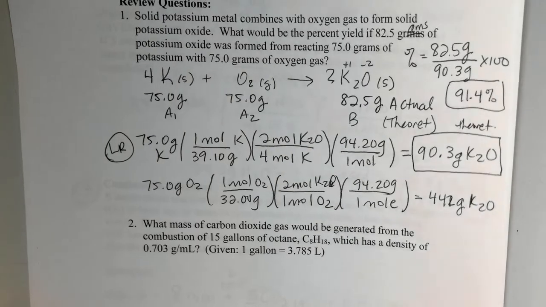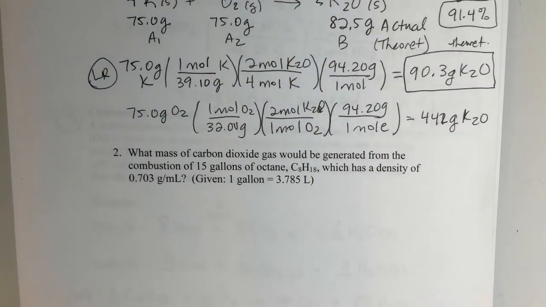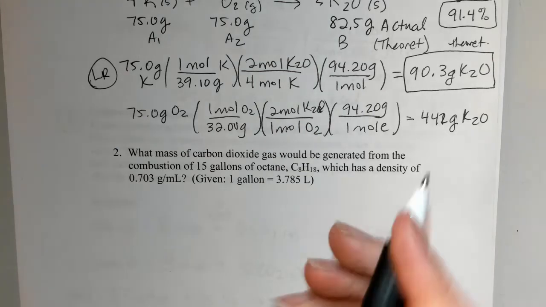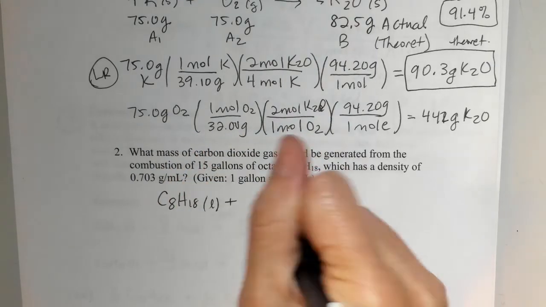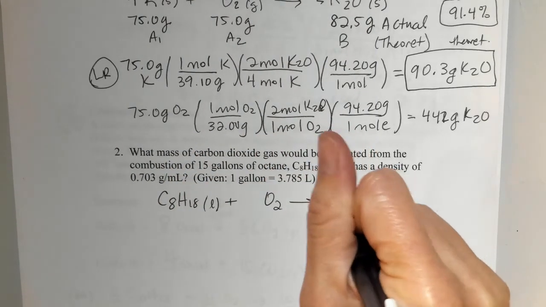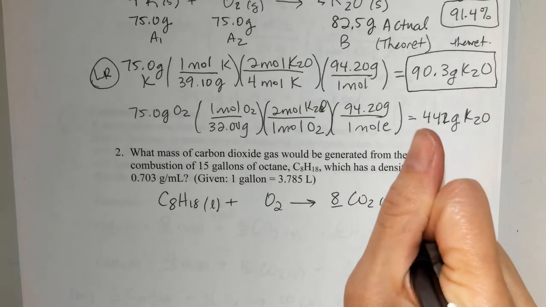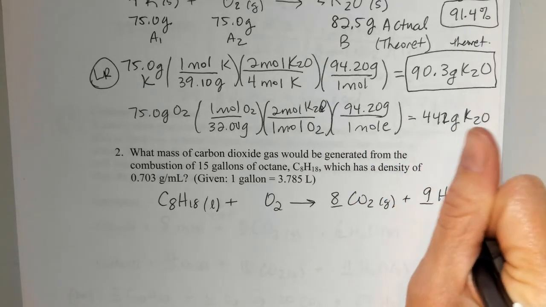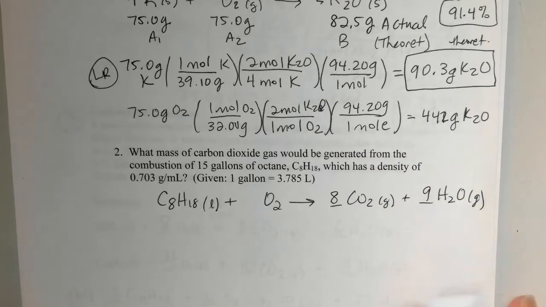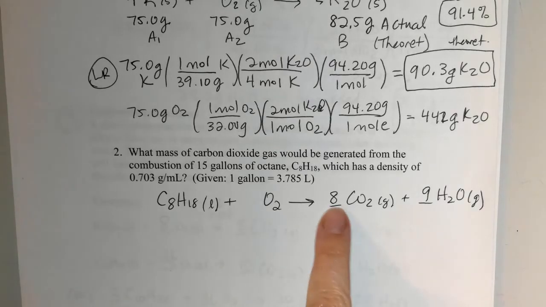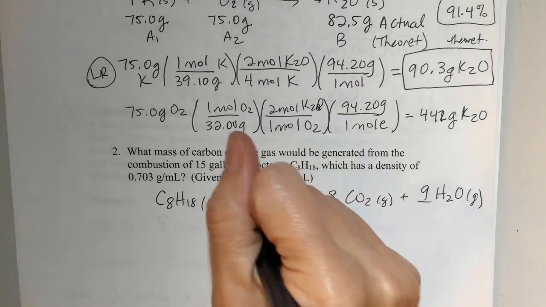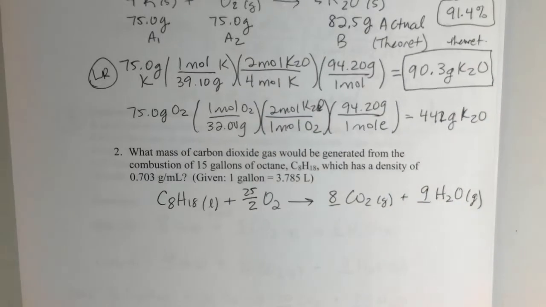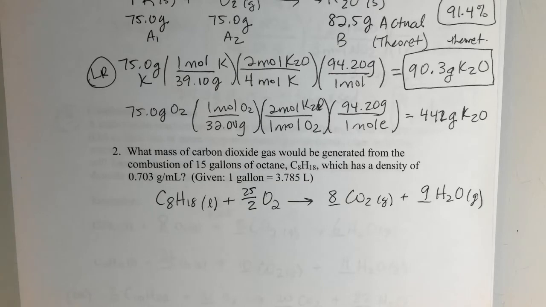So same thing is going to happen with problem number 2. What mass of carbon dioxide would be generated from the combustion of 15 gallons of octane? So we're going to have C8H18 reacting with oxygen. We're going to make 8 carbon dioxides, and we're going to make 9 H2Os. When I look at my oxygen, I've got 16 oxygens in the CO2 plus another 9. So 16 plus 9 is 25. We can leave it as a fraction, 25 over 2 for the oxygen.